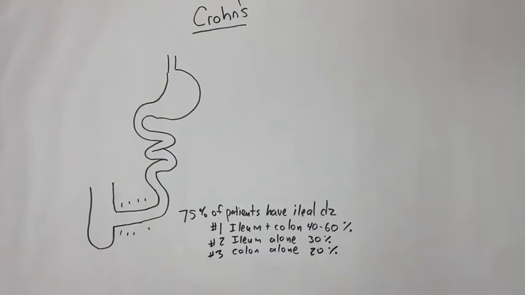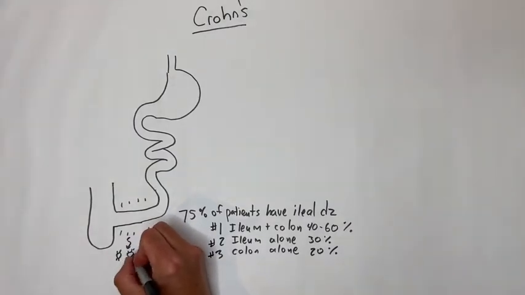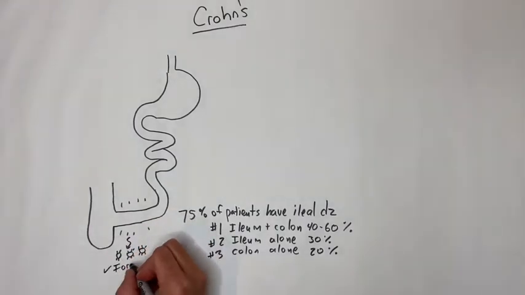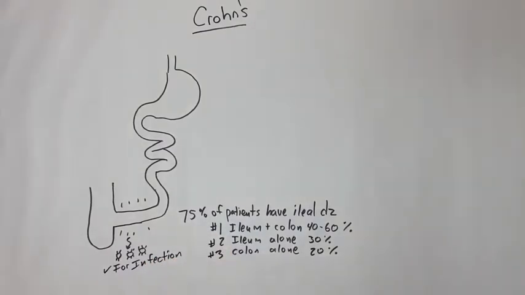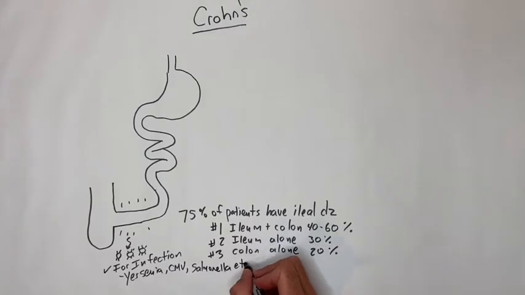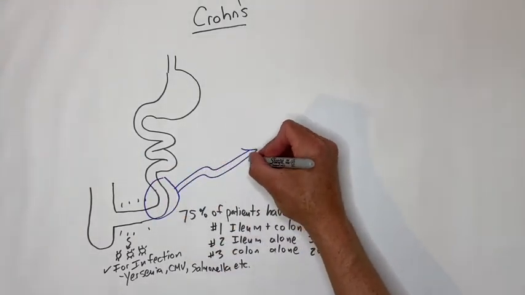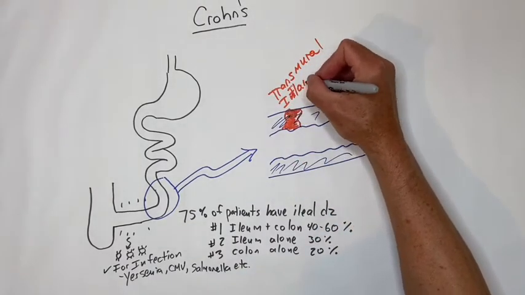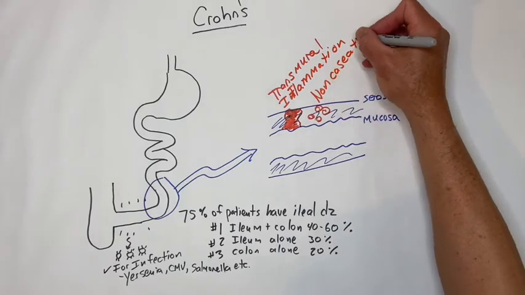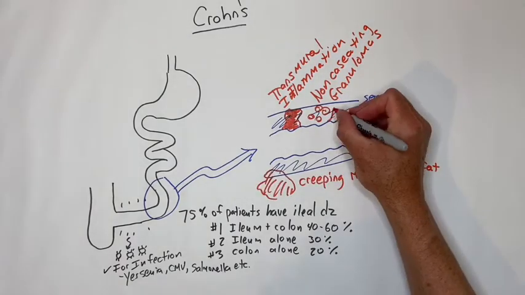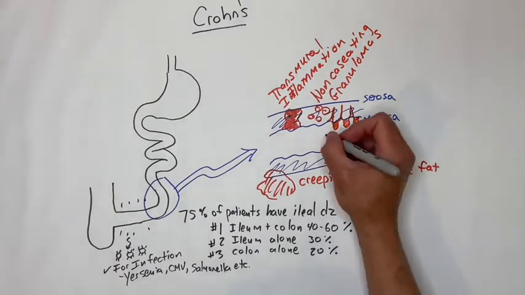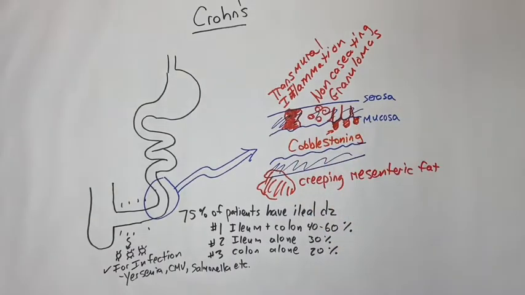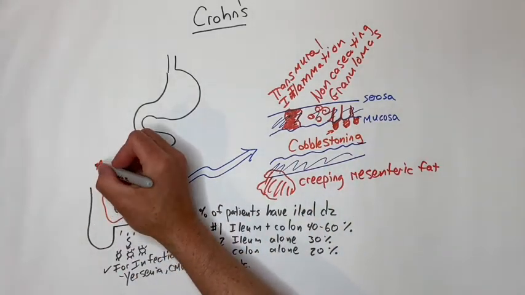Infectious causes of terminal ileitis include Yersinia, CMV in immunosuppressed patients, Salmonella, Campylobacter, and Shigella, so rule these out with stool cultures before assuming isolated Crohn's disease. The important findings in Crohn's disease are transmural inflammation, non-caseating granulomas, creeping mesenteric fat, skip lesions, and mucosal ulcerations, which can lead to cobblestoning of the mucosa.